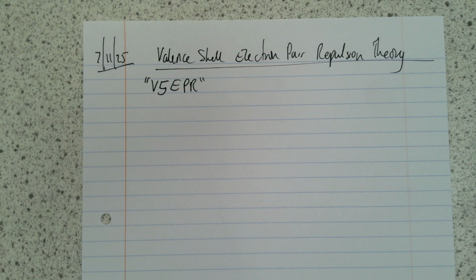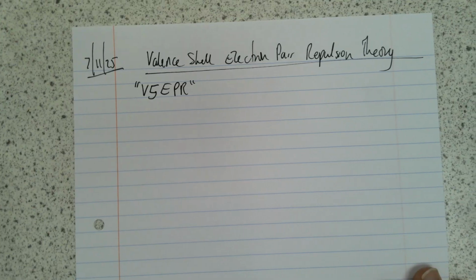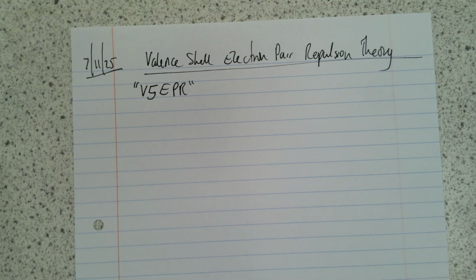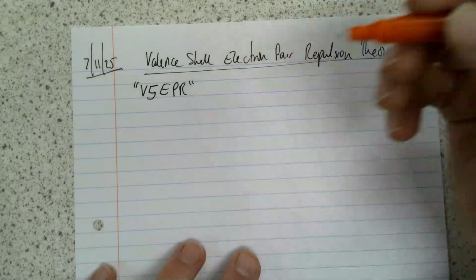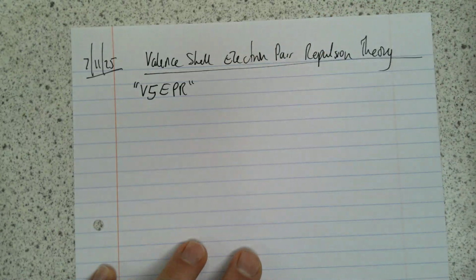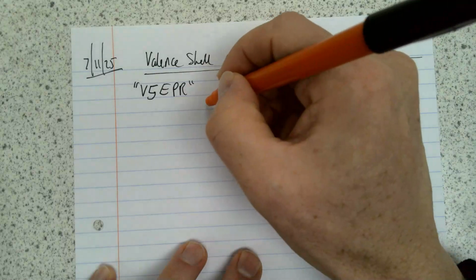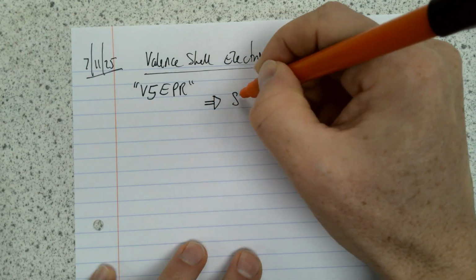Something called valence shell electron pair repulsion theory. From now on, I'll only call it VSEPR. So, valence shell electron pair repulsion theory. And we use valence shell electron pair repulsion theory, VSEPR, to determine the shapes of molecules.